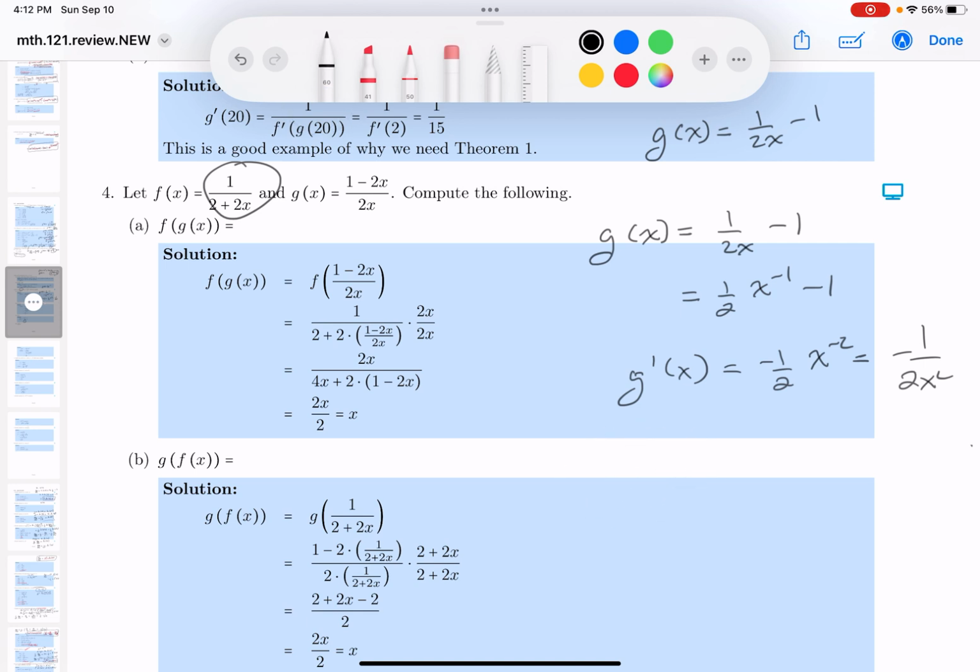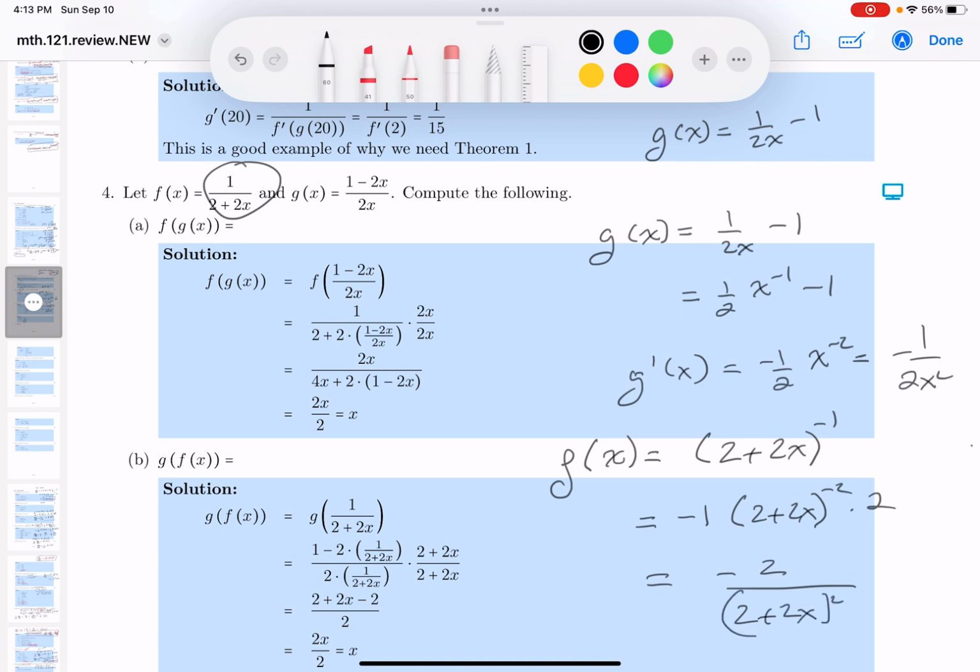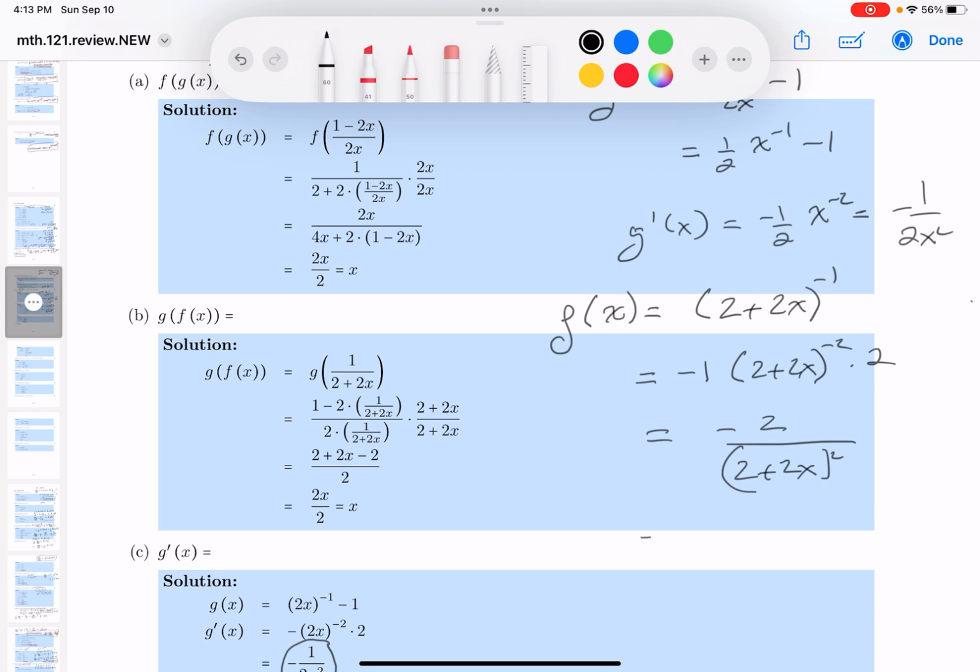And what's f going to be? f of x is actually 2 plus 2x to the minus 1. And I think taking that guy's derivative is not so bad. Minus 1, 2 plus 2x to the minus 2, times 2. I'll write this over here: minus 2 over 2 plus 2x quantity squared. I think I'm going to simplify a tiny little bit. So it's going to be minus 2, and if I factor out 2 from 2 plus 2x, I get 1. Maybe I'm not going to simplify it. I don't really think it's going to add that much to the problem if I simplify it.